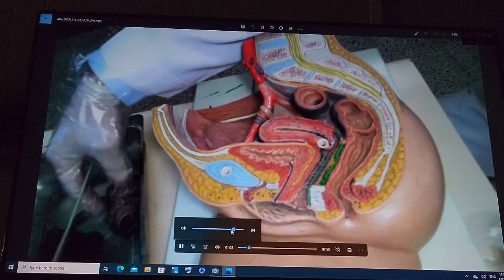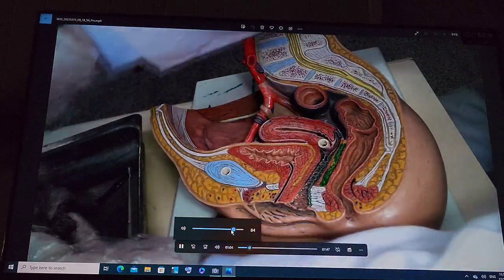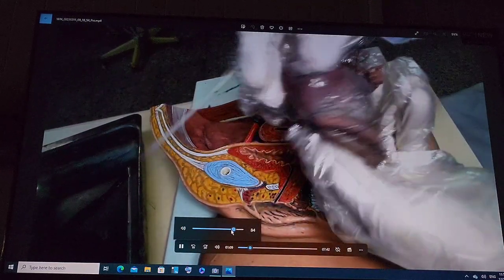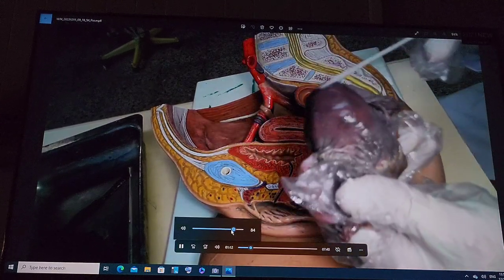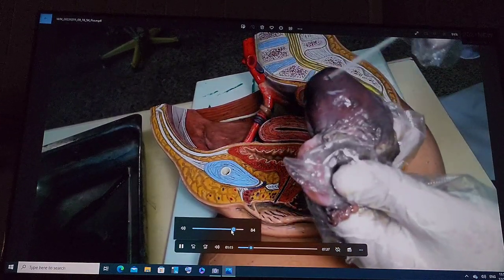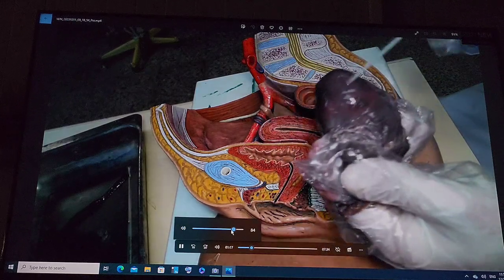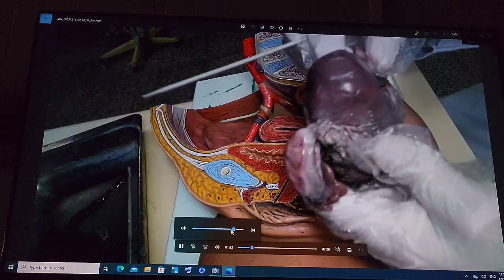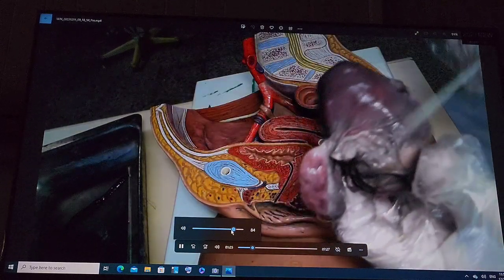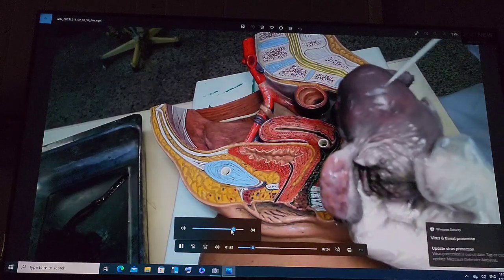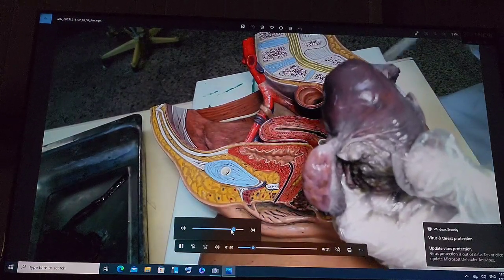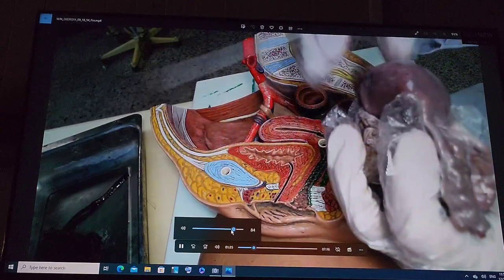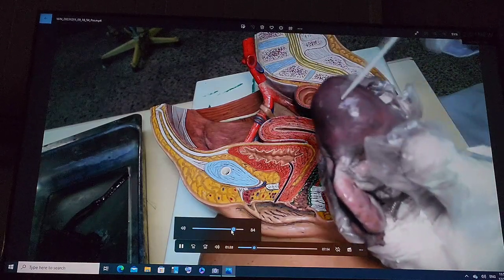Here we can see a real cadaveric specimen of the uterus. You can see this is a pear-shaped structure, and the body of the uterus, as I mentioned, is pierced on the superior surface, at the lateral angle, by the uterine tube.